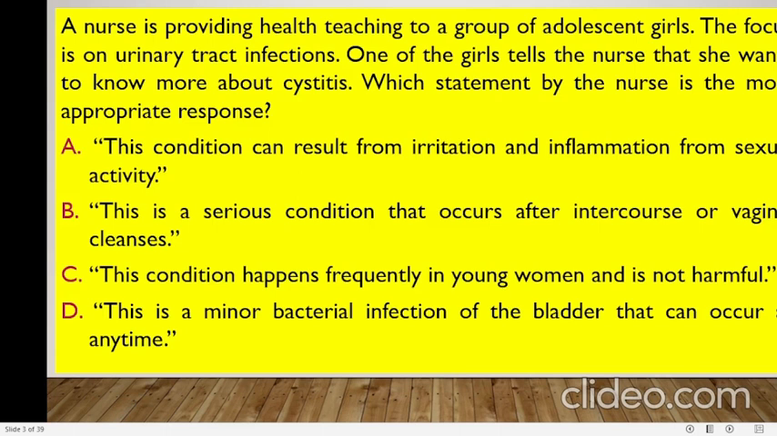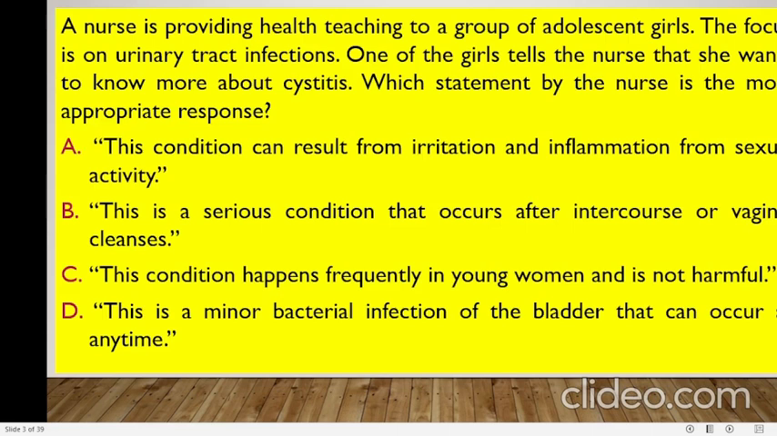A: This condition can result from irritation and inflammation from sexual activity. B: This is a serious condition that occurs after intercourse or vaginal cleanses. C: This condition happens frequently in young women and is not harmful. D: This is a minor bacterial infection of the bladder that can occur anytime. Okay, guys, give me the response. Send your answers.